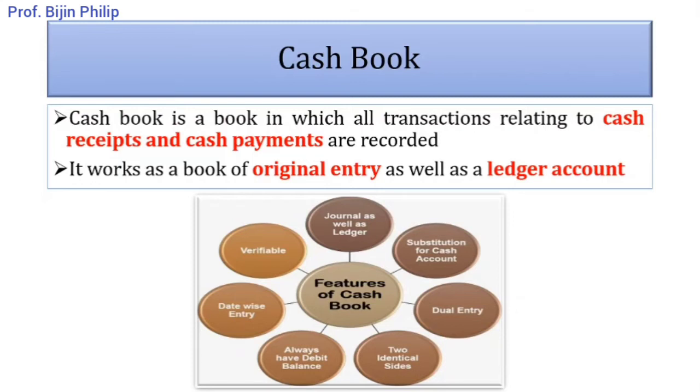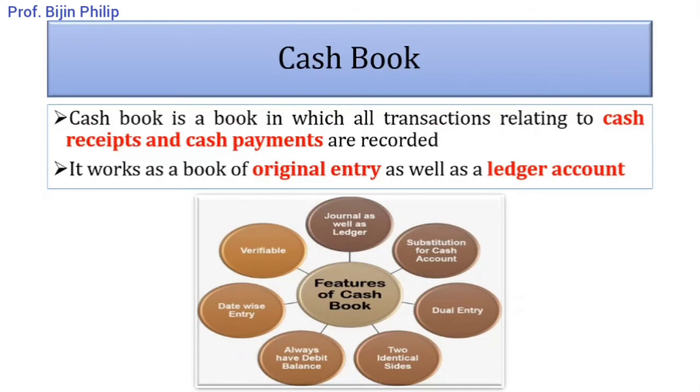Another important feature is substitution for cash account. A cash book is used as an alternative to a cash account made in the ledger. Since the maximum transactions in a business are related to cash, it is convenient for the organization to prepare a separate book for it. So most companies now maintain a cash book instead of a cash account. That is another important feature of cash book.